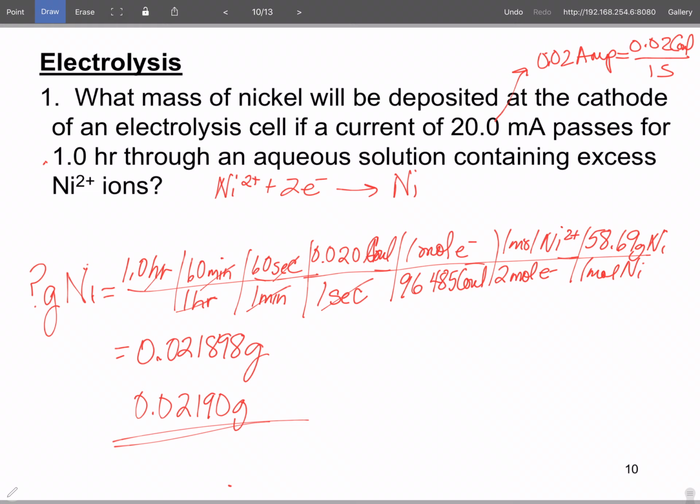0.021990 grams of nickel. Now what that means is if you're using milliamps, that's a very short, very low power. So if you're moving it through an hour, you're still getting that much nickel, which depending upon what you're coating, that may be more than enough.